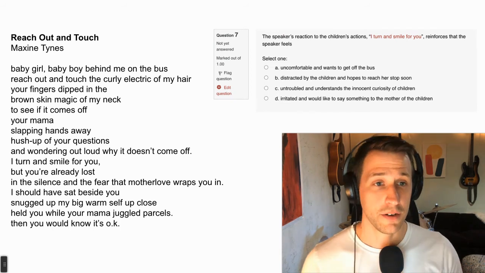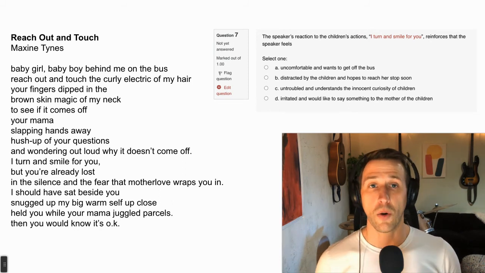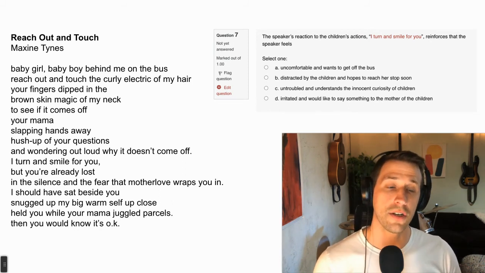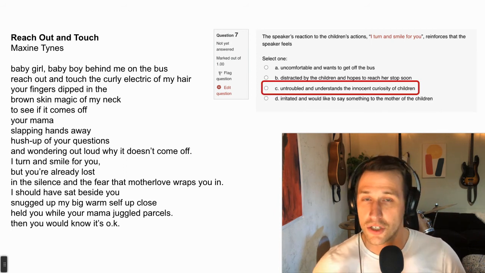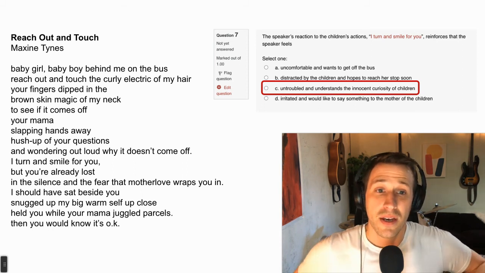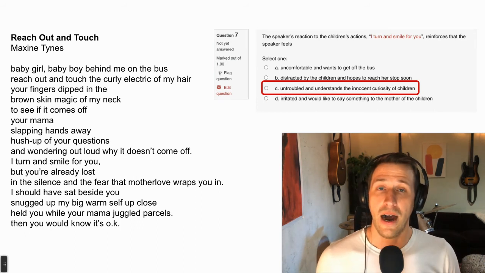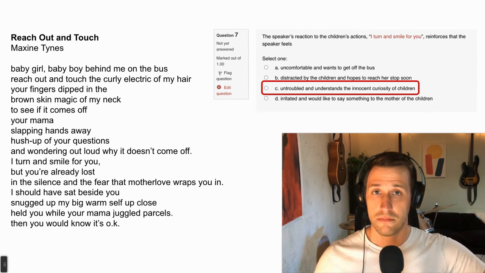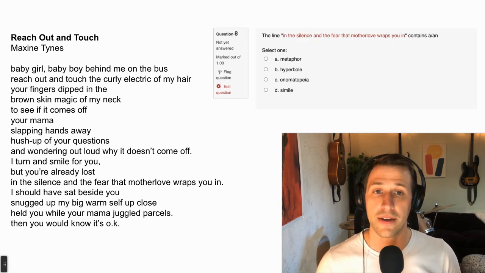Question 7, this is that moment. So we saw the mother's reaction, smack hands away, be quiet. The speaker's reaction is to turn and smile at them, to reinforce her feeling that she's not particularly troubled in this moment. And even though, again, it's an awkward, difficult situation that this woman's been put in, she's understanding this curiosity. She's understanding of the innocence. Their mother, again, is maybe not as much, but the speaker has this reaction. She's less troubled. She's more understanding.